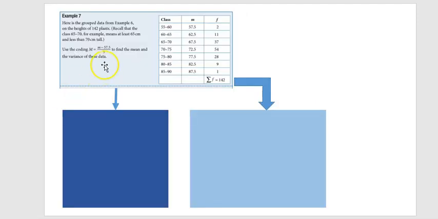So let's look at examples. Here is the grouped data for example 6. Recall that the class 65 to 70, for example, means at least 65 and less than 70. We are told to use the coding m equals m minus 57.5, divided by 5, to find the mean and the variance of this data. So we have been given the code, and we want to use it.